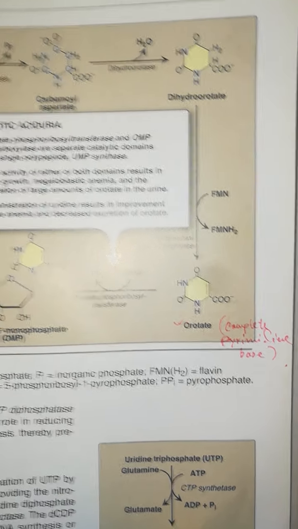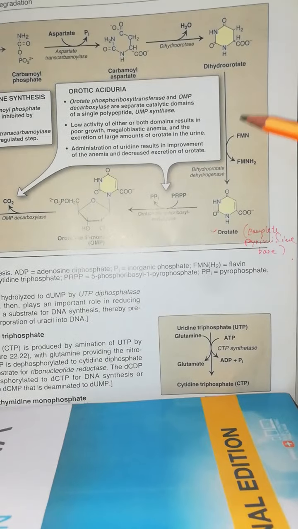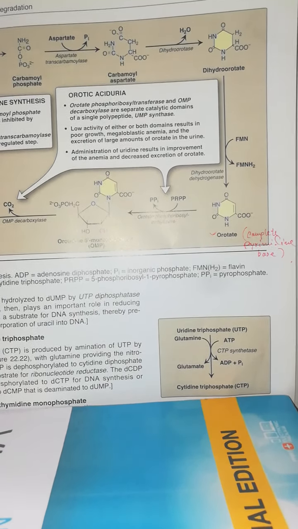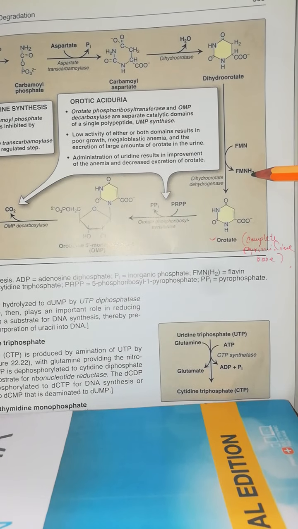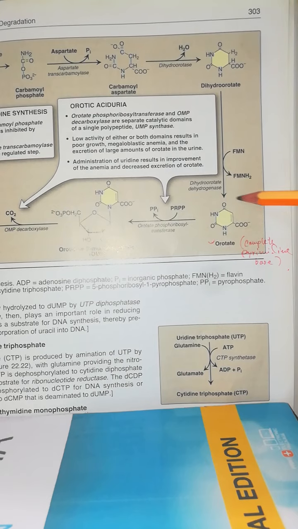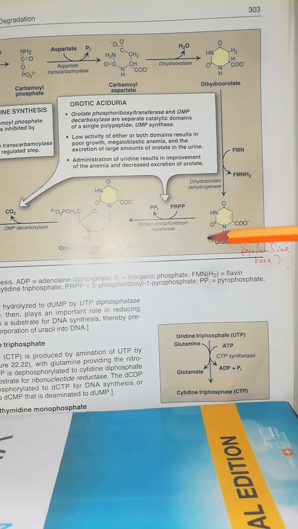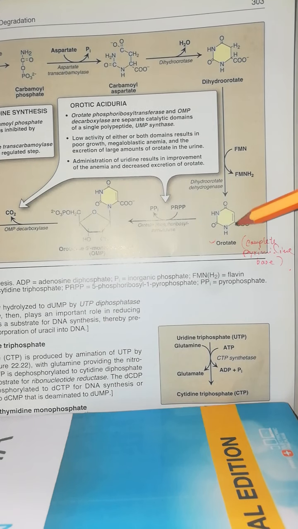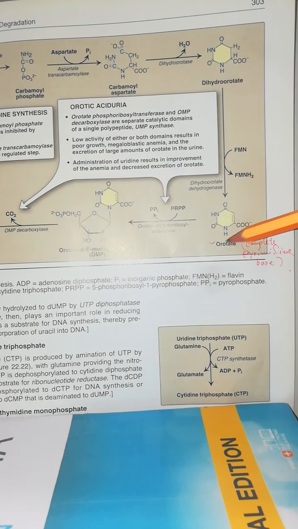Now the next reaction is FMN addition, giving FMNH2. It means two hydrogens are removed from this chemical structure. We get this chemical structure named orotate. And this is the complete ring of pyrimidine. The pyrimidine base complete ring is named orotate.